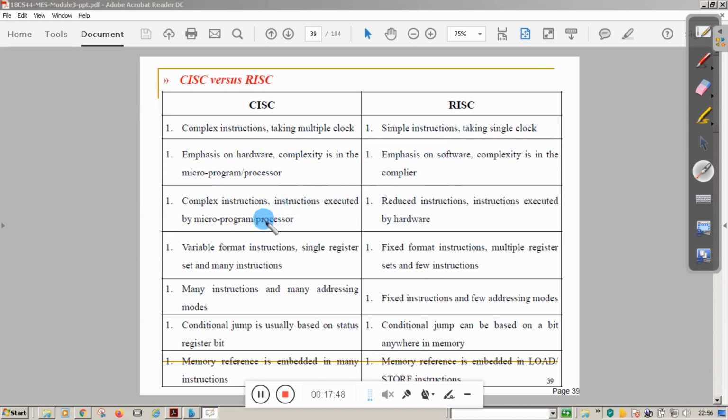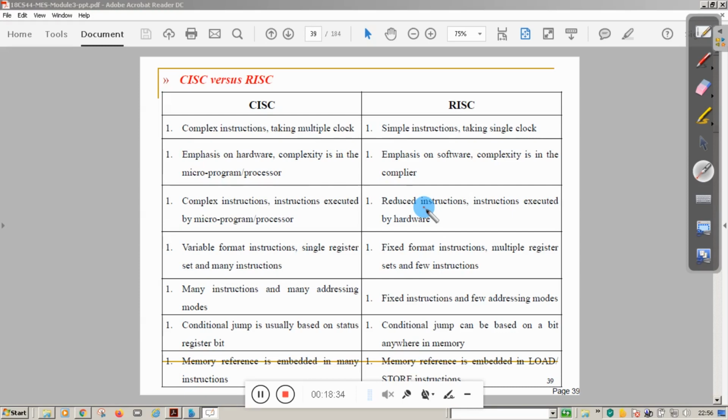So complex instructions are executed by the CISC processor. Reduced instruction does not mean fewer instructions; it means there won't be multiple forms of the same instruction. For example, in a CISC processor, if you consider the add instruction, there is an add instruction for register operation and another add instruction for memory related operation. If you take ADC, add with carry, there is an add with carry instruction for register operation and another for memory operation.